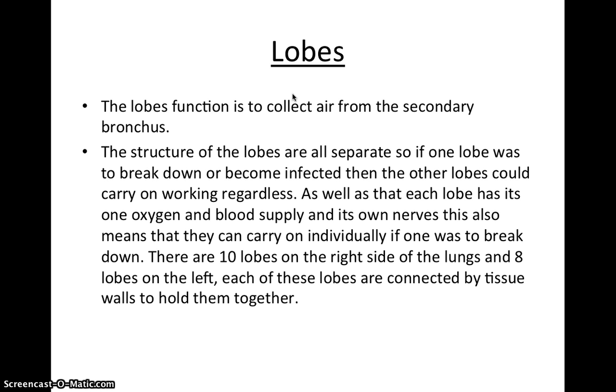There are 10 lobes on the right side of the lung and 8 lobes on the left. Each of these lobes are connected by tissue walls to hold them together.